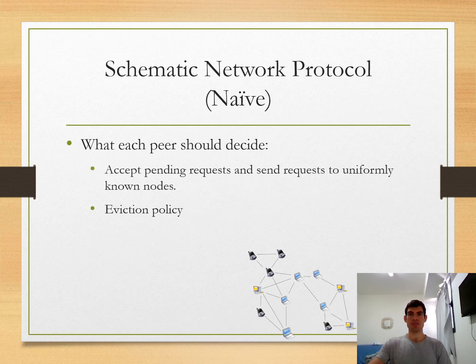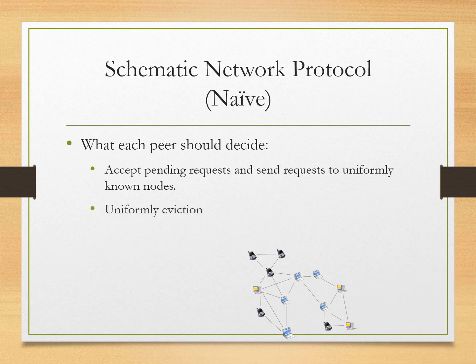To give a small intuition, take the naive implementation as an example. The naive peer wants to create a fixed number of connections. It first accepts every requested connection and then sends requests to establish new connections by uniformly selecting peers out of the peers that it knows. Moreover, the peer must choose an eviction policy, which determines which of the IPs in the buffer it should remove. The naive peer does it uniformly.